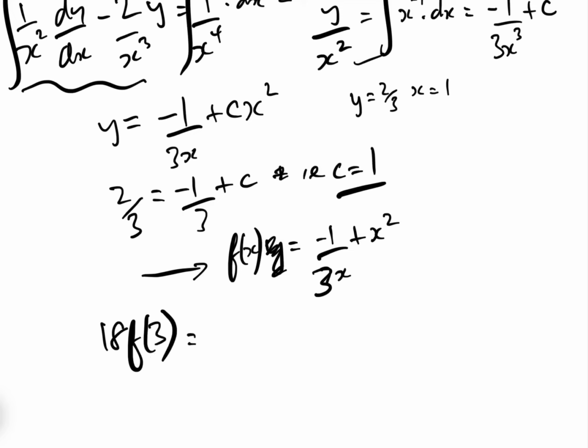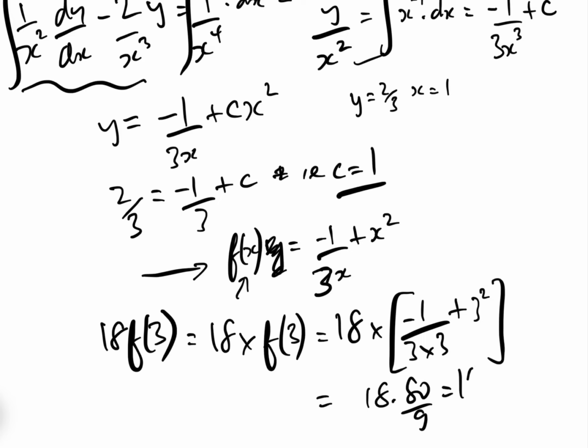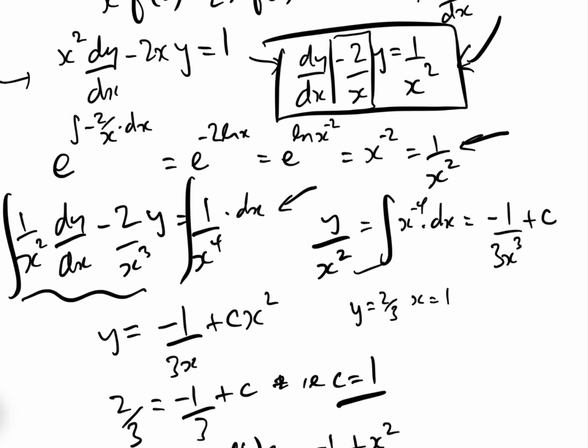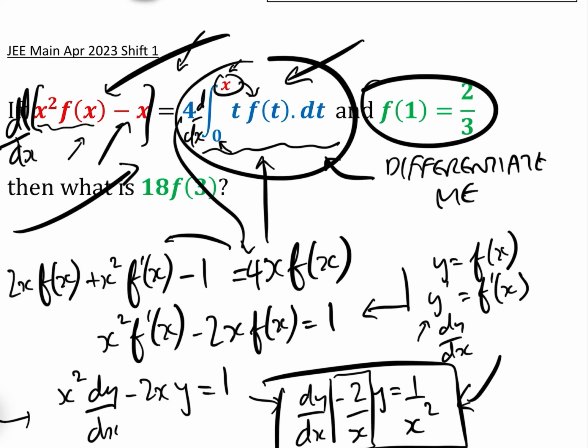So 18 f of 3 is equal to 18 times f of 3, which equals 18 times minus 1 over 3 times 3 add 3 squared, which equals 18 times 80 over 9, which equals 160, and that is the answer to the question. So this question is an absolute godsend from heaven if you know the Fundamental Theorem of Calculus, and if you can recognise the standard first order non-homogeneous equations.